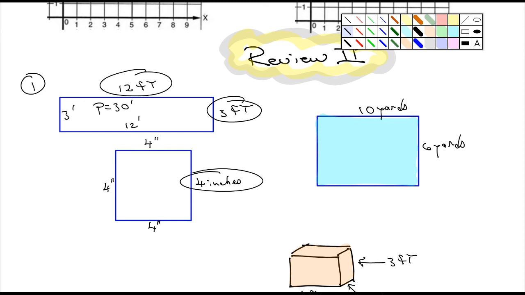Add up all 4 sides, 16. The perimeter equals 16 inches. Again, not 16 inches squared, because we're not talking about an area. It's not 16 inches cubed, because we're not talking about volume.